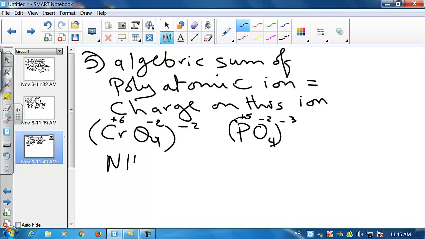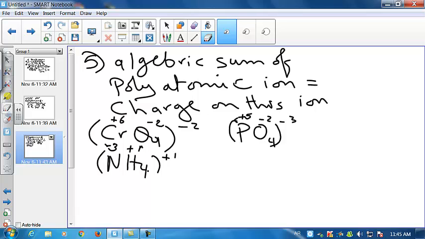Ammonium, NH4 plus, all plus. The oxidation number of hydrogen is +1, times 4 is +4. So nitrogen here must be -3, such that -3 and the +4 equal +1.